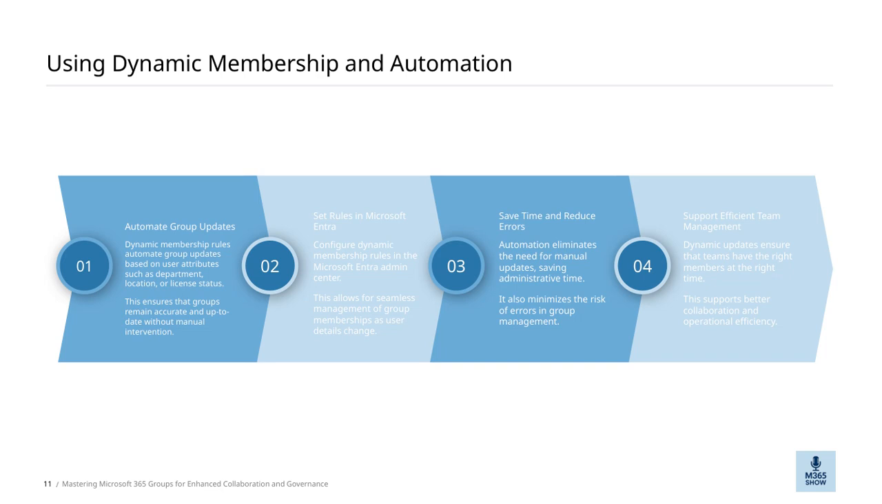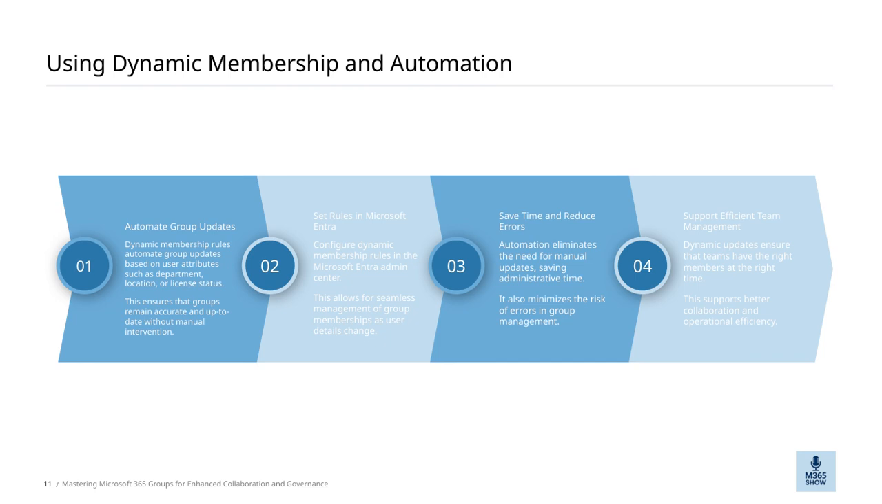First, dynamic membership rules are a powerful tool. These rules automatically update group memberships based on user attributes like department, location, or license status. This means your groups stay accurate and current without you having to manually adjust them all the time. You can configure these rules easily within the Microsoft Entra Admin Center, which makes managing memberships seamless, especially as user details change. Automation here is key.